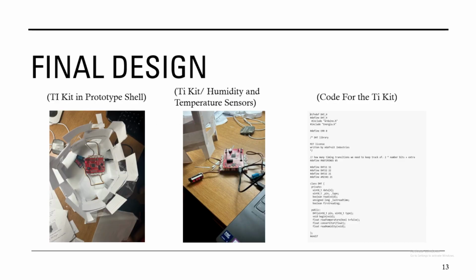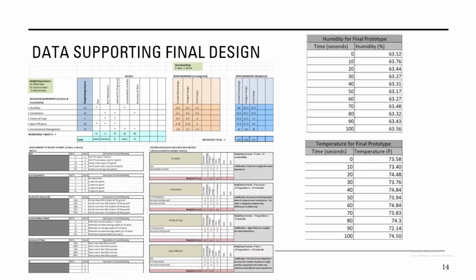The TI kit aspect is designed to detect if the temperature falls out of the ideal range and triggers a buzzer if that happens. Furthermore, it does something similar with the humidity. These can further be routed to manipulate the ceiling, vent, or fans in future designs. This is some data supporting our final design.